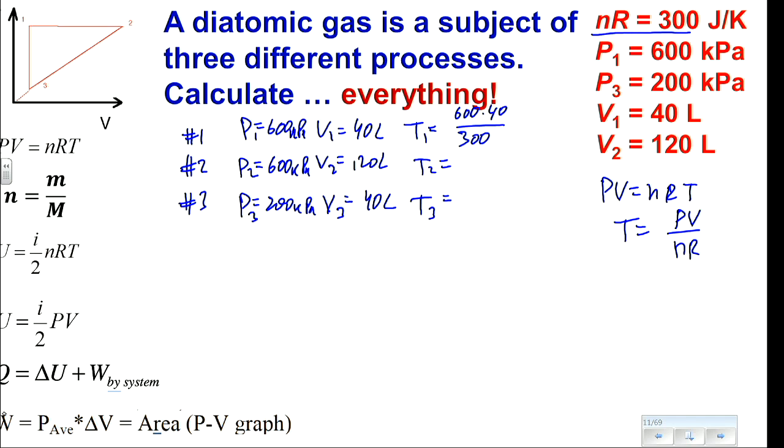We can calculate the number of moles n if we want to. It will be 300 over 8.31. That's it. And the result is 6032.2 times 4, 80 Kelvin. T2, all right, we just have to use the same equation. Pressure, volume, 300.